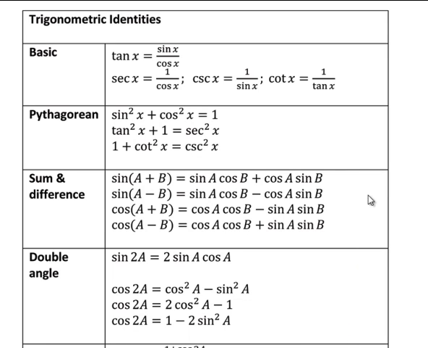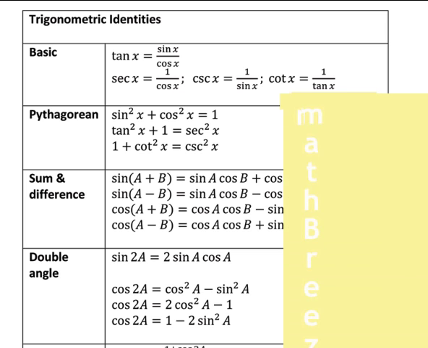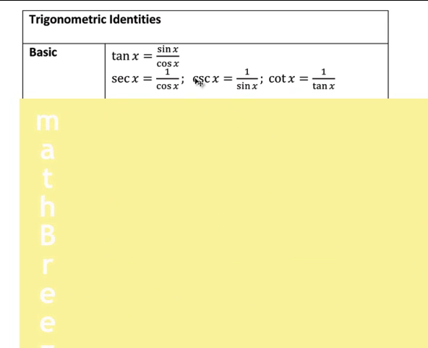Let's go over some trigonometric identities. In the first row, we have what we call our basic identities. Let's start by looking at the second row. The second row really is how we define the trig functions secant, cosecant, and cotangent.